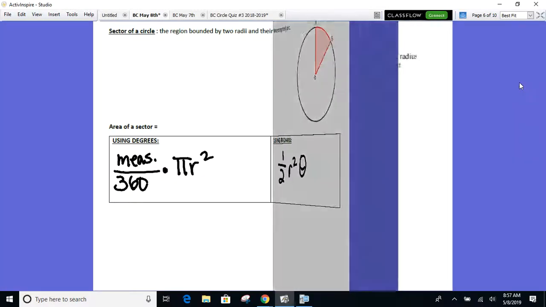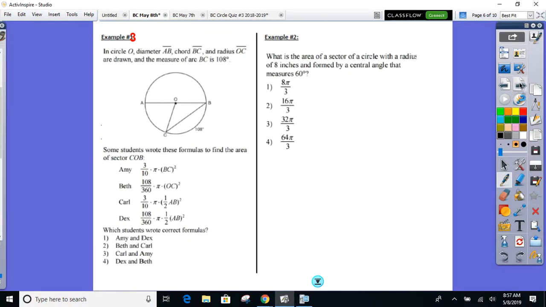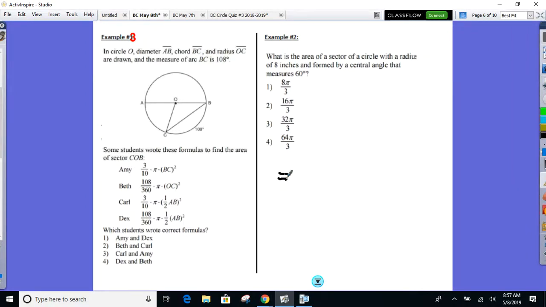And then we get to some of my favorite problems of the year. Here we go. Example 2. What's the area of a sector of a circle with a radius of 8 and a central angle that measures 60 degrees? What's the angle in? Degrees. You guys that want to convert, go ahead, but since it's in degrees already, I'm going to use the degree formula to find the area of this sector.